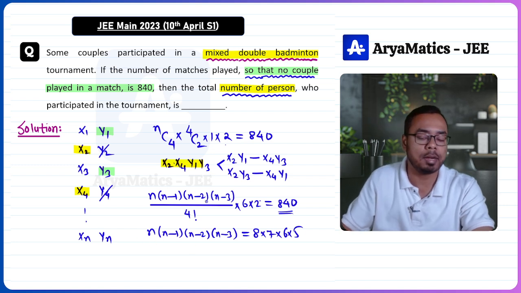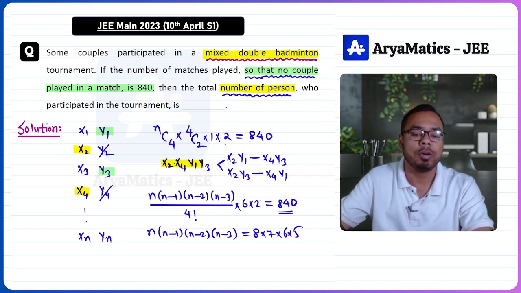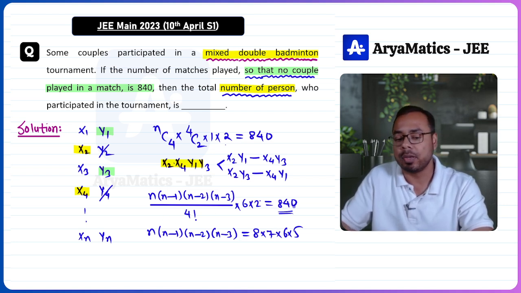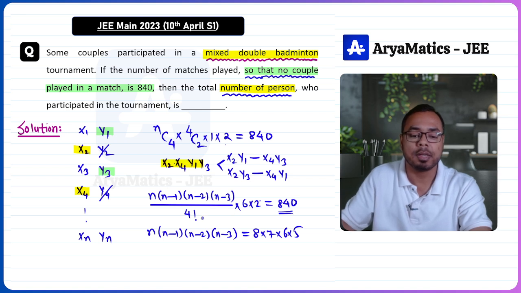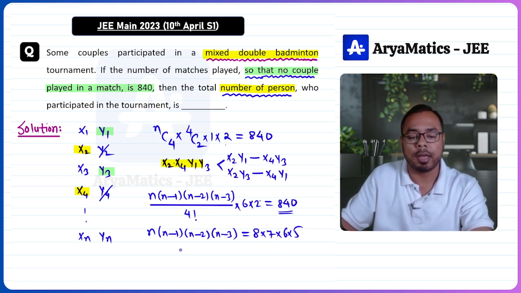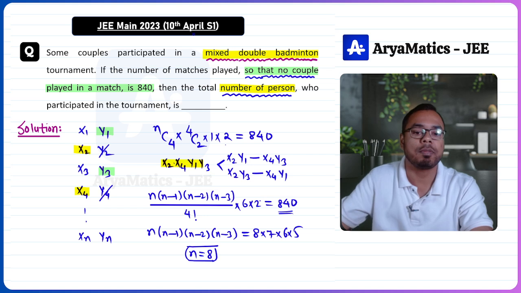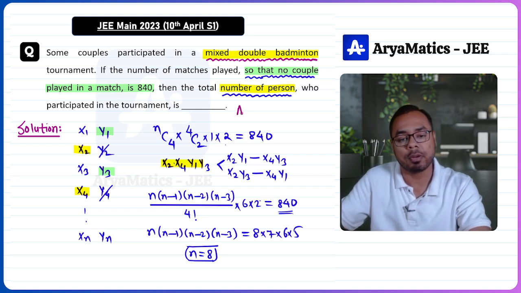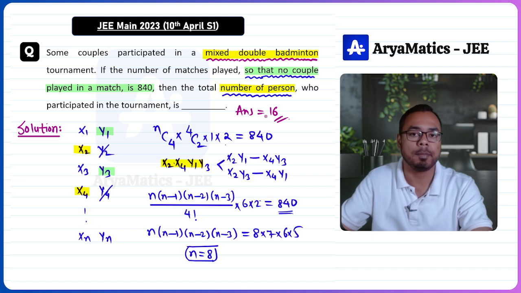Remember, we do not have to create a biquadratic equation and then solve. On the left hand side, we have 4 consecutive integers. On the right hand side, you can split it as a product of 4 consecutive integers. When you write 840 in terms of its factors and also the 2 from here, then finally you will get this number, and by equating the corresponding terms, you can clearly see that n must be 8. But remember, we had to find the number of persons and not the number of couples. So if there are 8 couples, the total number of persons will be 16. So that should be the correct answer for this problem.